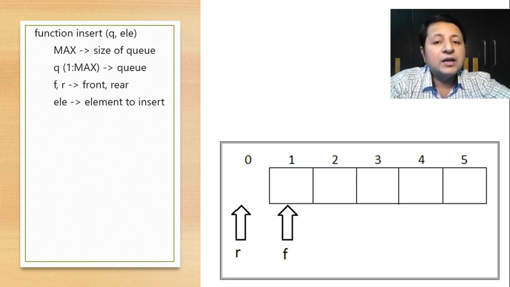Now, obviously, front here will be used to point to the frontmost element of the queue, whereas R will be used to point to the rearmost or the last element of the queue. You can see the initial positions of F and R. F will be initialized to 1, whereas R will be initialized to 0. So let us start.